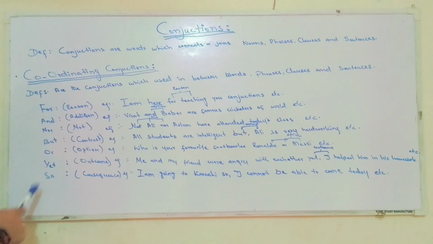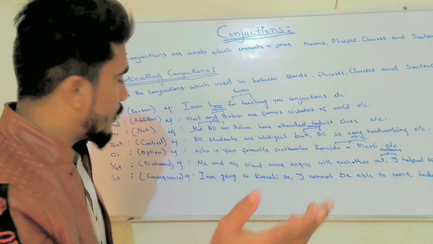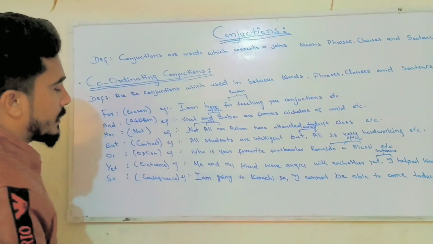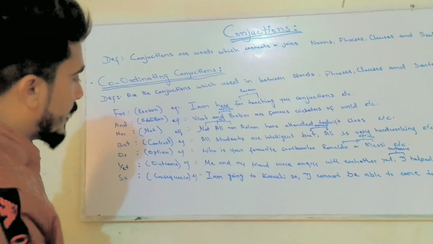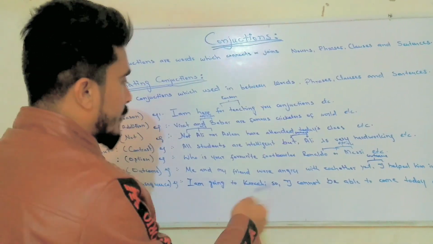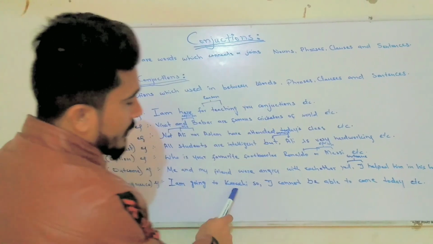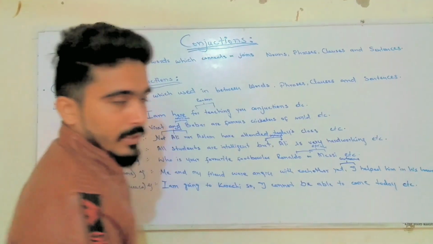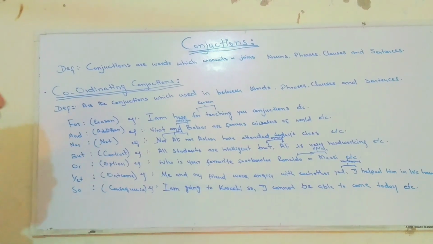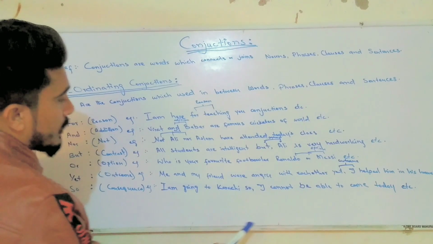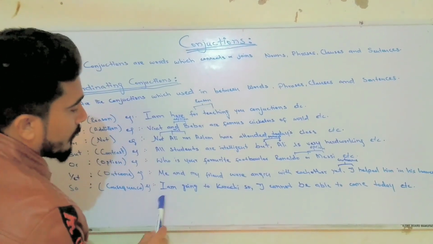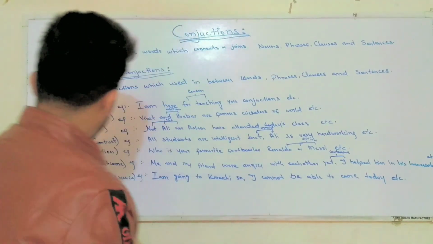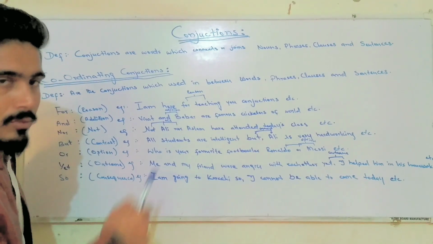And the last one is so. It's also a common conjunction which we use in our daily life, and it also shows the consequences. Consequences in which sense? I have also given one example of it there. I am going to Karachi, so I cannot come today. See, here which is the consequence? Consequence of time. So this is also showing the consequences over there.